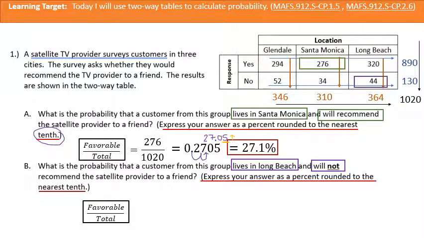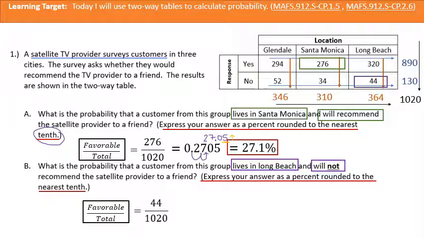Okay, how many favorable outcomes did we have? 44. How many total people were surveyed? That's still going to be 1,020. So there we go. There's our probability as a fraction. Okay, so if they said as a fraction, we would be almost done. We'd simplify if we could, and then we would call it a day. All right, but they want us to express this answer as a percent rounded to the nearest tenth. Okay, so here we go.